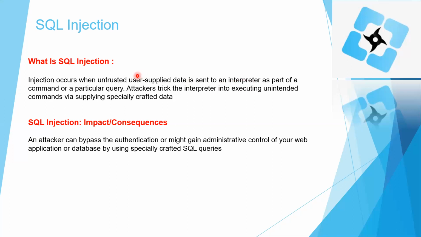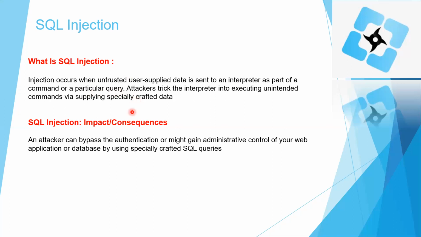So this untrusted user-supplied data is passed to an interpreter as part of a command or query. So guys, first thing, whenever you are giving any input, let's say you are trying to authenticate into the application, you are providing a username and password. The username and password need to be considered as text or a string. Instead of that, if the application considers the user input as a command or query, that can lead to SQL injection vulnerability.